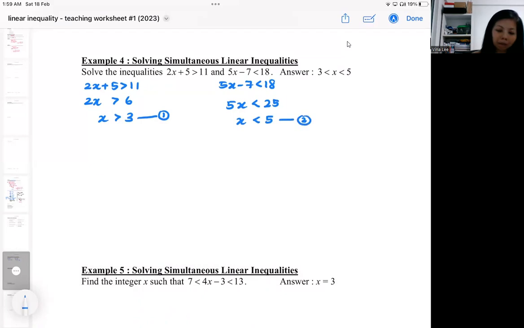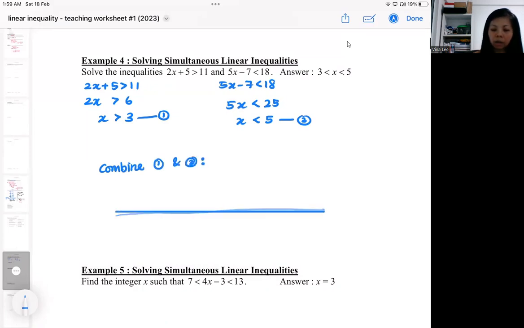You need to combine the two answers. So you need an additional layer. How are you going to combine? You make sure you've got a sufficient number line first. I will always draw more than the required numbers. So I only need 3 and 5, but I will just draw 2, 3, 4, 5, 6.